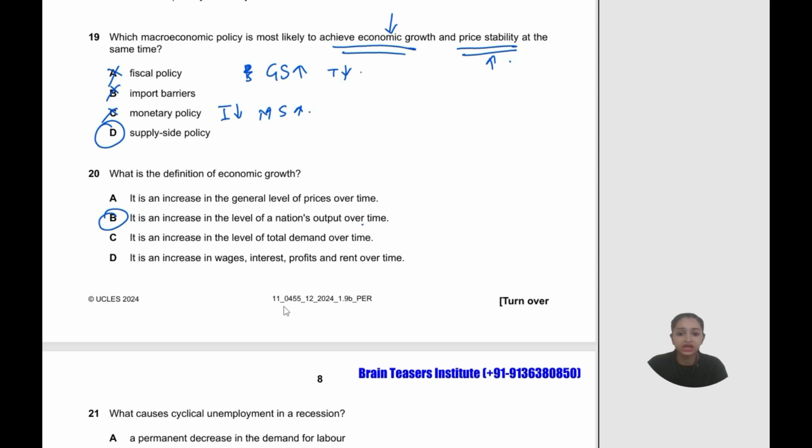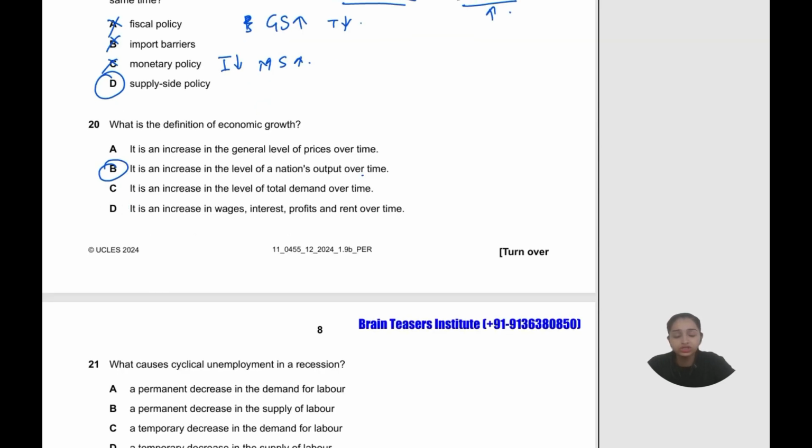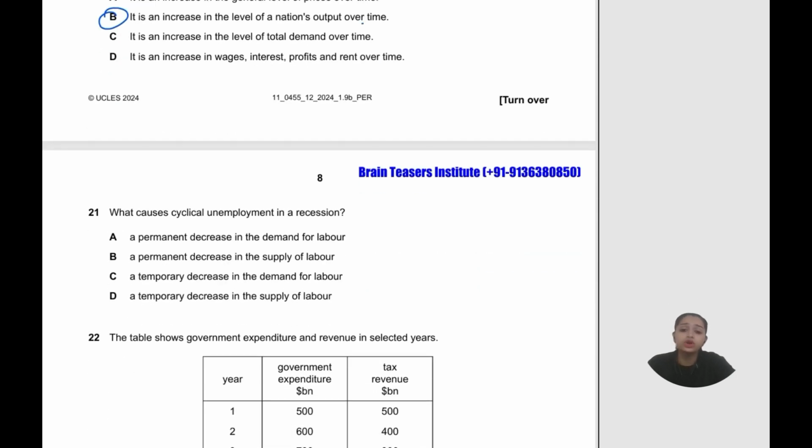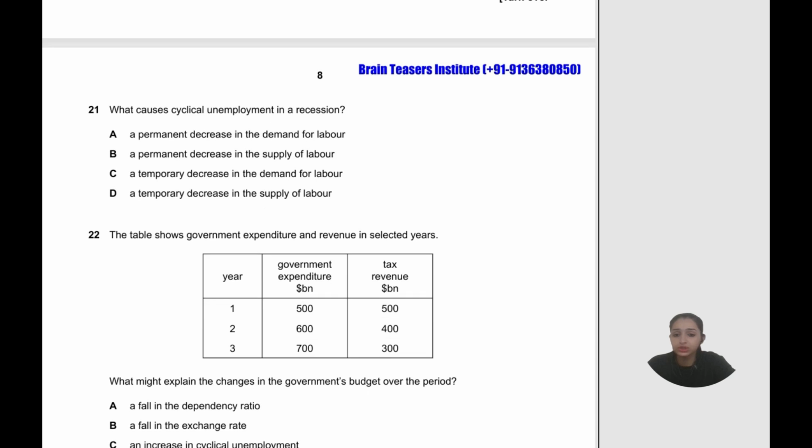No, it is an increase in the level of nation's output over time, right? There are different definitions for economic growth. Whatever definition is given, please make sure the interpretation remains the same. Now, what causes cyclical unemployment?